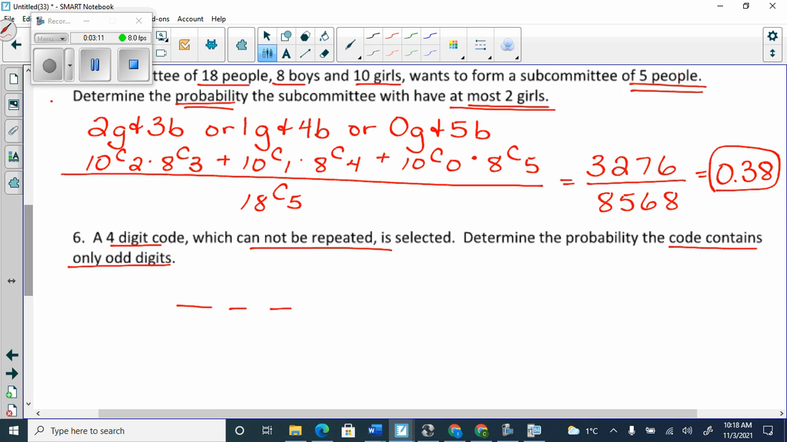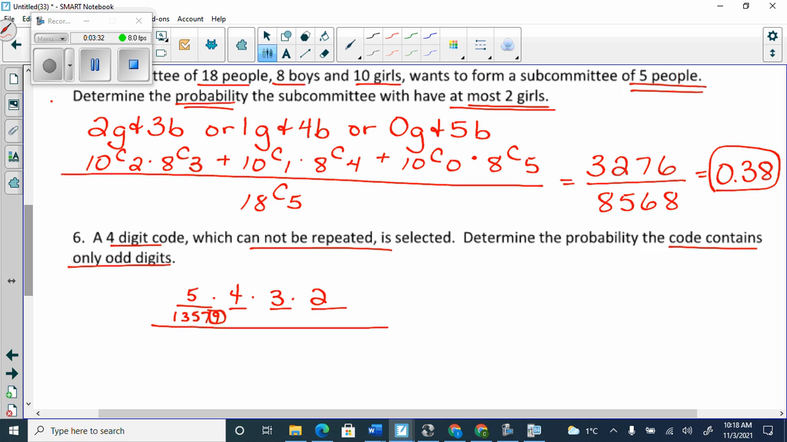So I have a 4-digit code, and it can only contain odd digits, but they still can't be repeated, right? Both top and bottom can't be repeated because it happened before. So I'd have 1, 3, 5, 7, 9. So I'd have 5. Then I would have to hold 1. So then I would have 4, then 3, then 2.